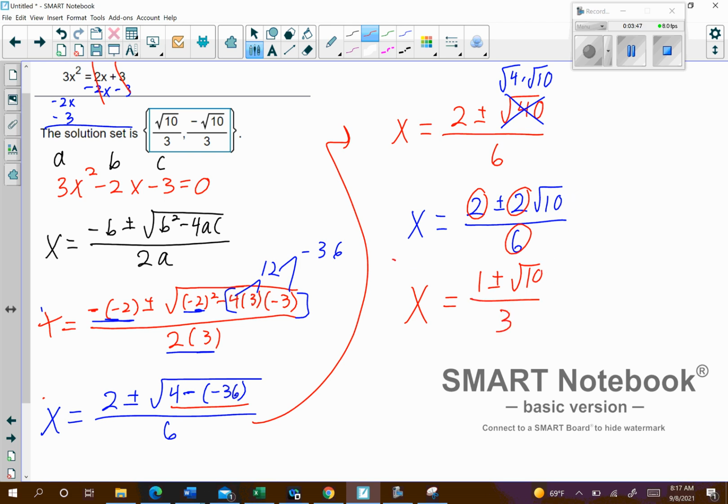So it looks like you were definitely on the right track with the answer you had here. Apparently just something happened here when you simplified. So, all right, hope that helps.